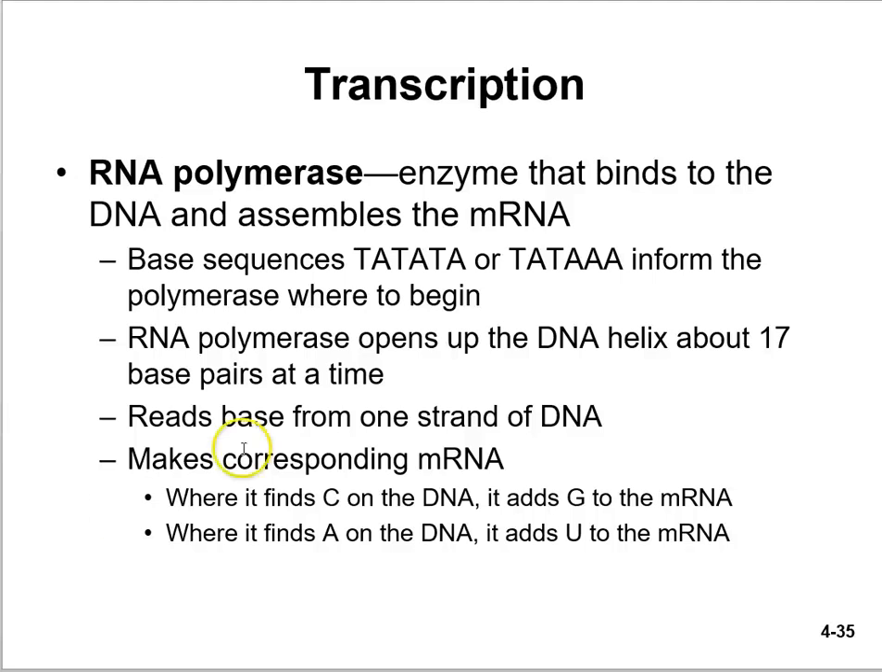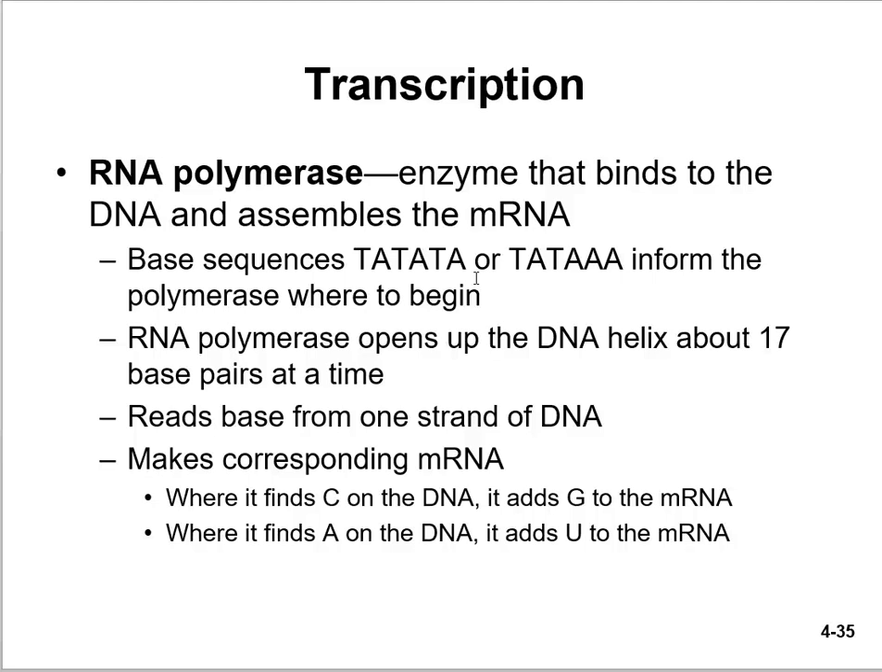A base sequence like TA, TA, TA, that's called a TATA box, informs RNA polymerase where to grab on to DNA. That's the beginning of the gene there. Grab on there, and that's where it's going to start. Then DNA unzips, just temporarily though. Remember, those hydrogen bonds are pretty weak, so it's able to do that. And so just about 17 base pairs at a time unzip.